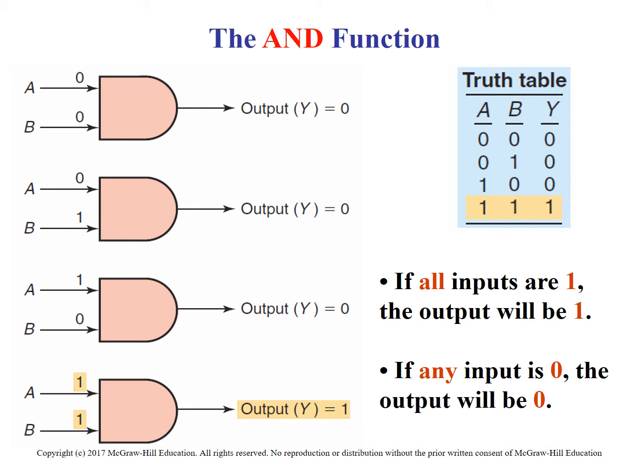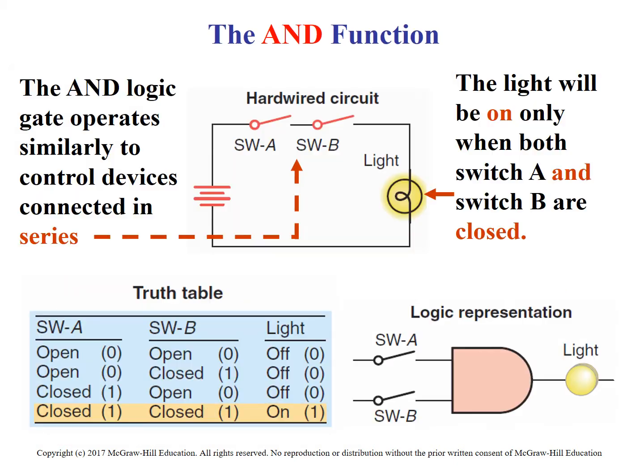And here's some more functions of that same thing. So you see, you've got 00, 01, 10, and finally 11, where the output turns on. It's the same thing as having this circuit here. A and B have to be on in order to turn the light on, and it's represented by the logic point there, as you can see as well in the truth table.